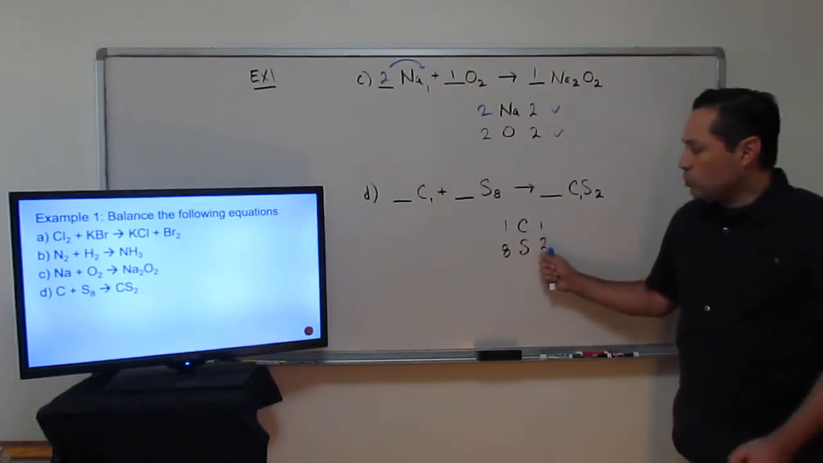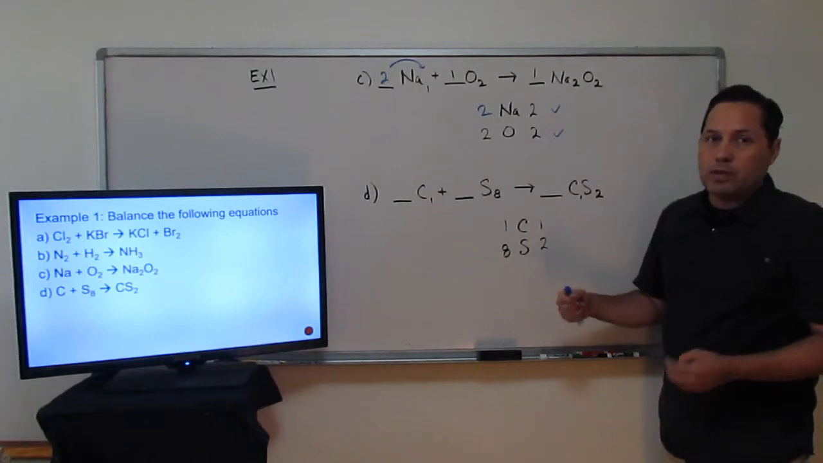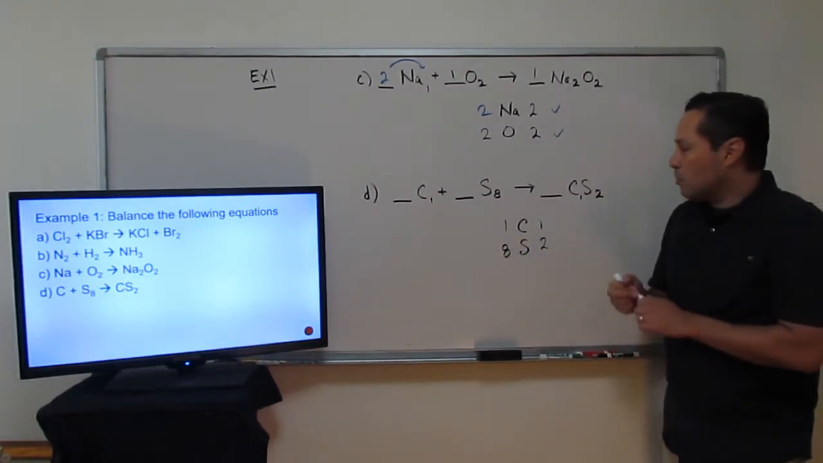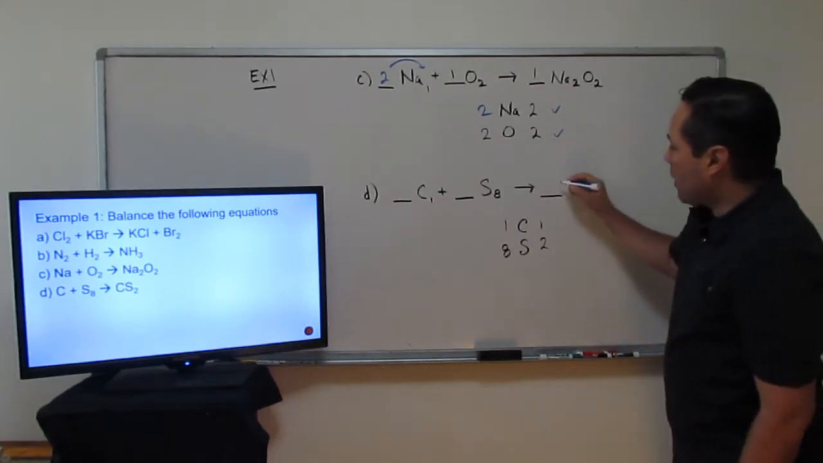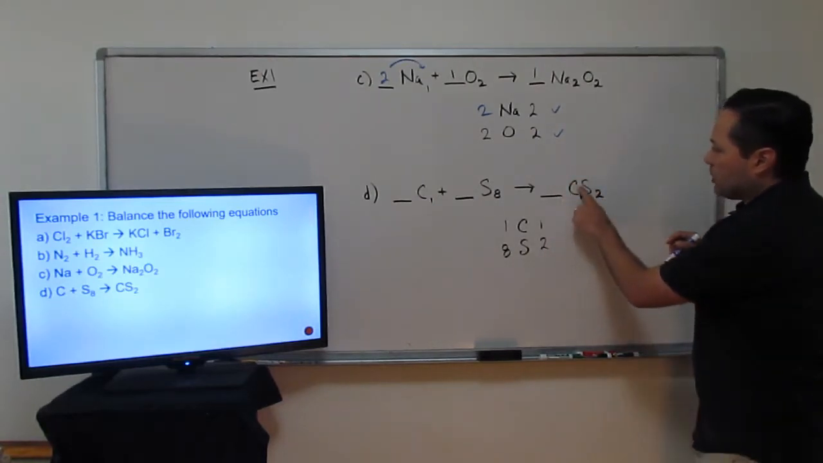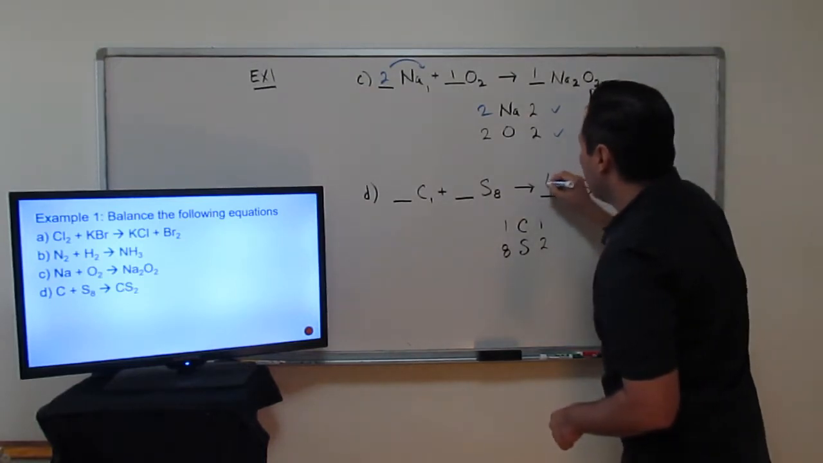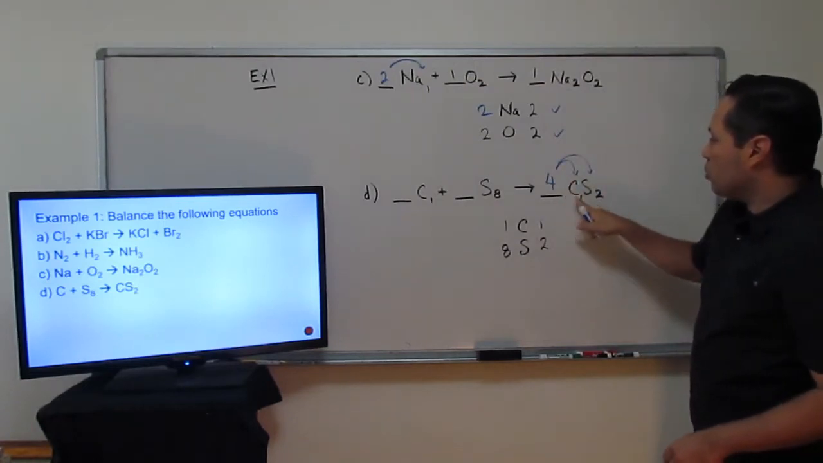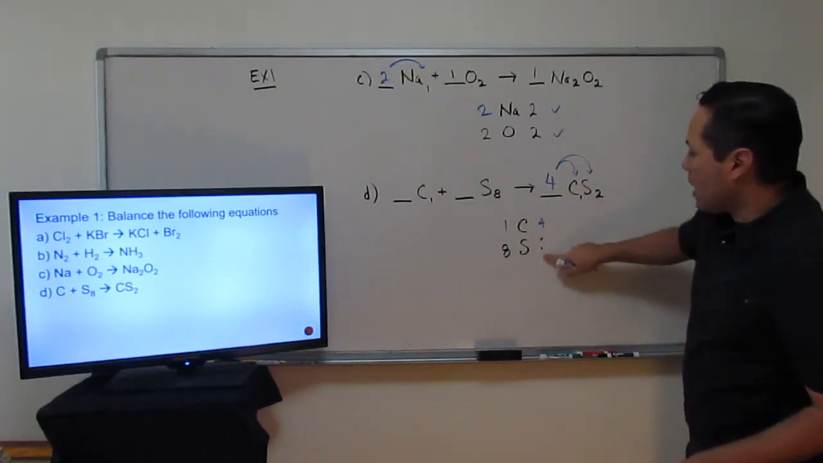So what number can I multiply 2 by so that it equals 8? And the answer for that is 4. If I multiply 4 times 2, that will equal 8. So I'm going to go ahead and do that. So for the S, which is on the right side, I'm going to multiply it by 4. Sometimes students put the 4 in between. No, it goes in the front. The coefficient always goes in the front, and it distributes to both atoms. So it'll be 4 times 1 is 4. 4 times 2 is 8.